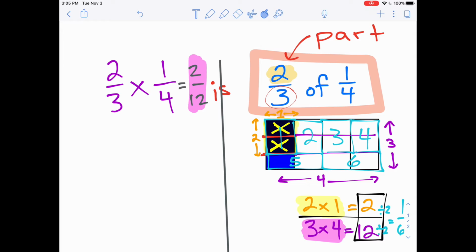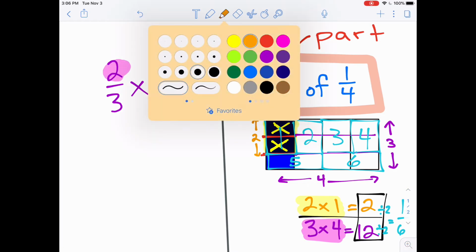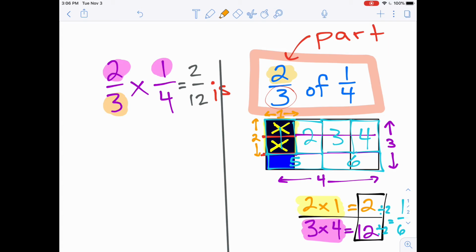So when we simplify, we're not just going to multiply across and then keep on dividing until we're done. Instead, we are going to look for a numerator and a denominator that have a common factor. So I see 1, 2 for numerators, and I see 3 and 4 for denominators.